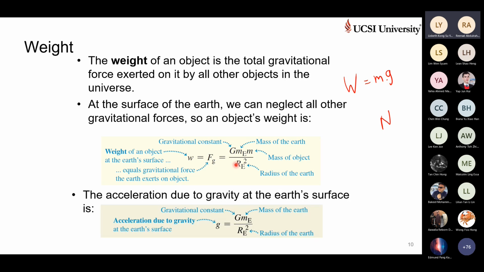When you do this one, you can coin G times ME over RE squared as g. You can block this one as g. That is why the formula comes out to be W equals mg. When you separate this g, you will have g is equal to G ME over RE squared, wherein, I repeat, G is the gravitational constant.